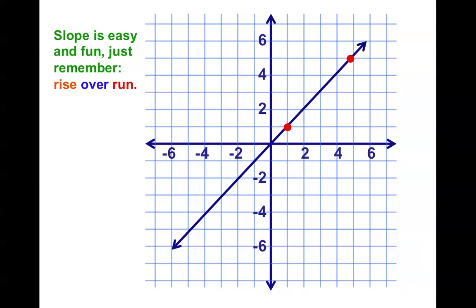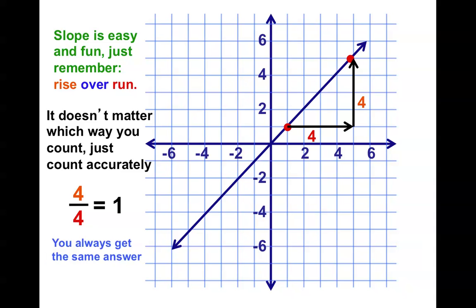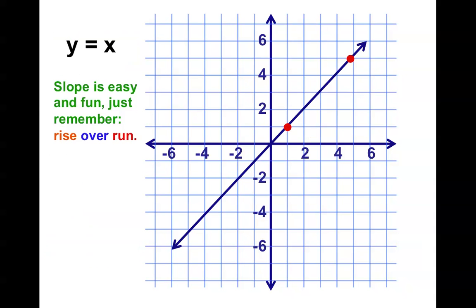So many people wonder, does it matter which way I count when I am finding my rate of change or my slope? No, it doesn't. You just have to count accurately. Because what if I were to count this way, and then go up? Notice, I still get rise over run, 4/4, which still equals 1. You always get the same answer.